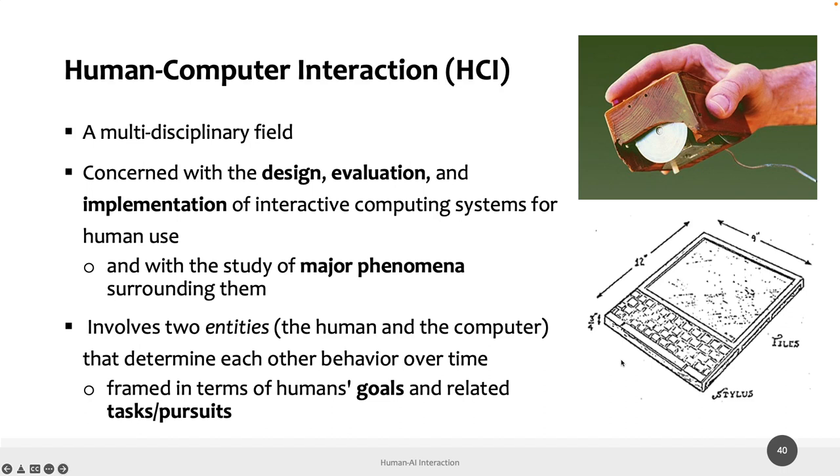But it has many, many phases in it. There is psychology, there is sociology, there is industrial design, there are lawyers from some aspects, and ethics of using computers. So it's a multidisciplinary field that does a lot of things.